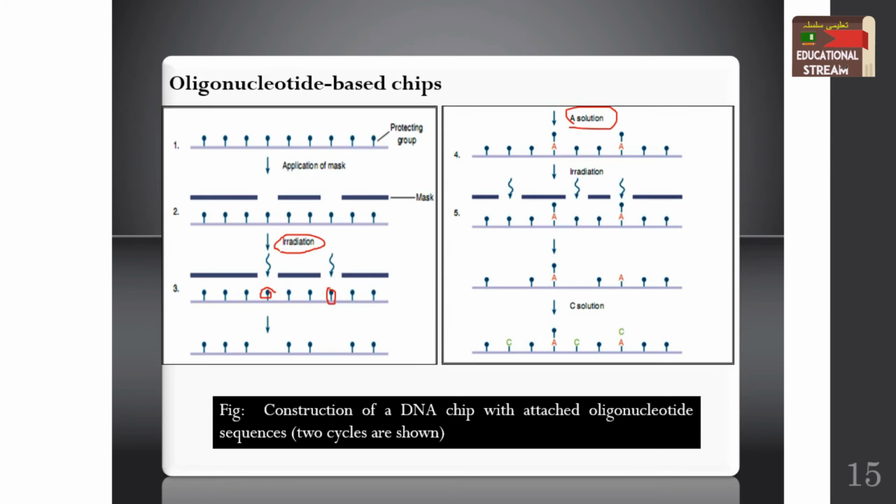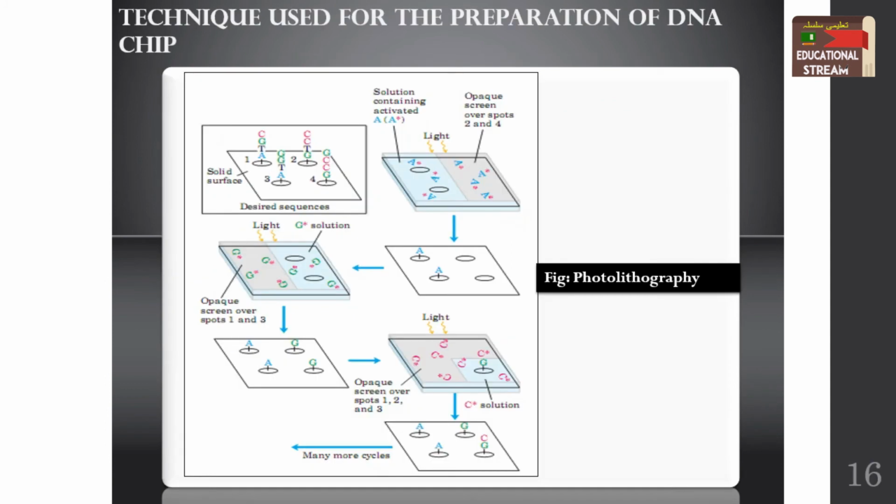After that, irradiation is performed at some other place, and all the other remaining places are masked, and this will cause the removal of these groups. And now we want to add the cytosine at this position, so we will add the cytosine solution, and it will become bound to this position. As you can see here, it is also irradiated at this position, so it will form the AC. So in this way, we directly synthesize oligonucleotides onto the glass slide. This is known as photolithography. This is the technique which is used for the preparation of the DNA chip.